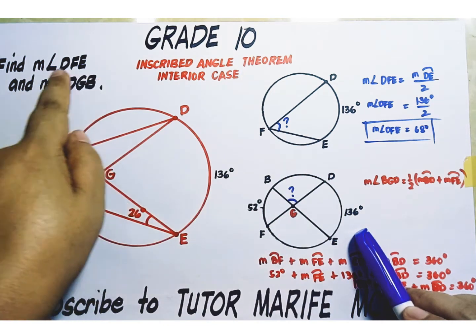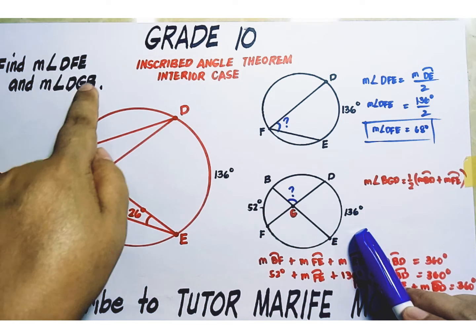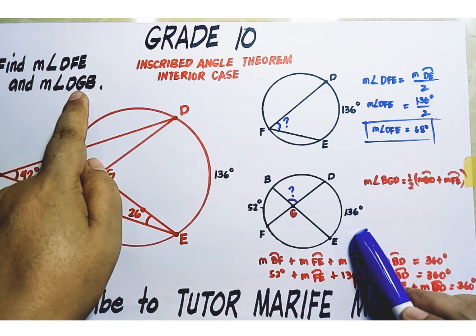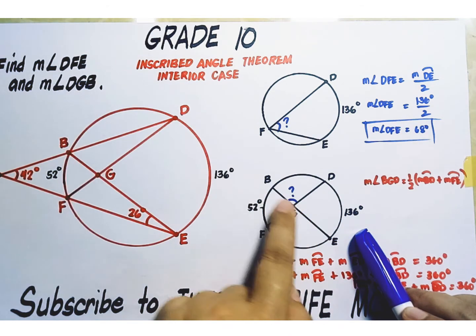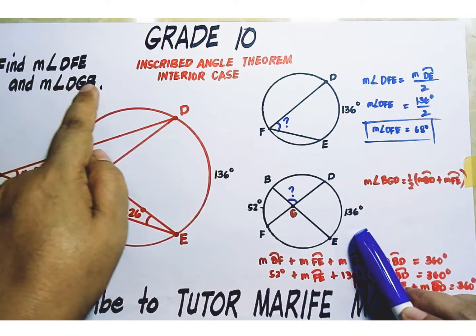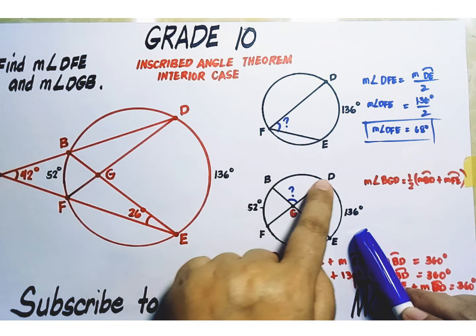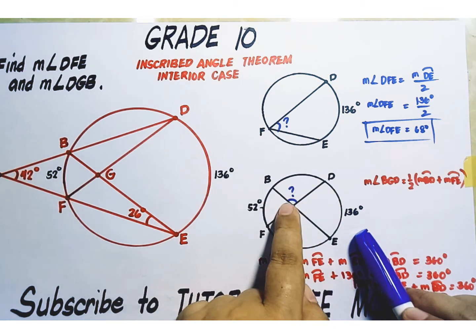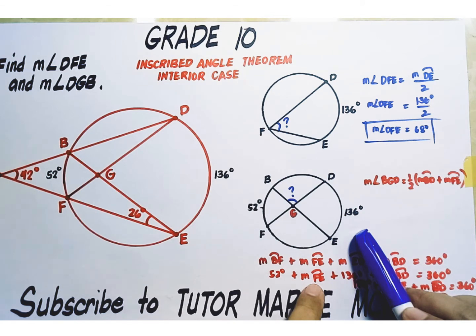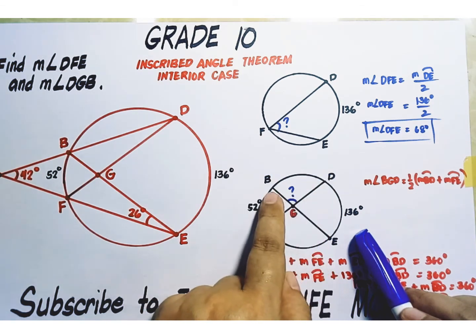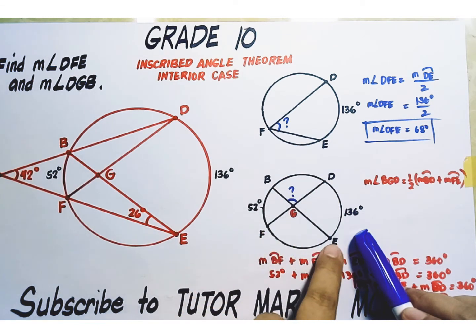Let's focus on the indicated angle. Angle DGB. G is the middle letter. This is the vertex of the angle. The other two letters are points on each side of the angle. Therefore, this is the indicated angle. The intercepted arcs of angle DGB are arcs BD and FE.